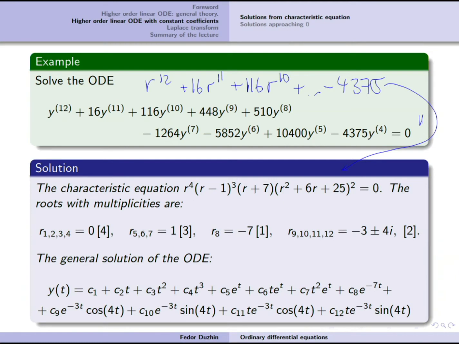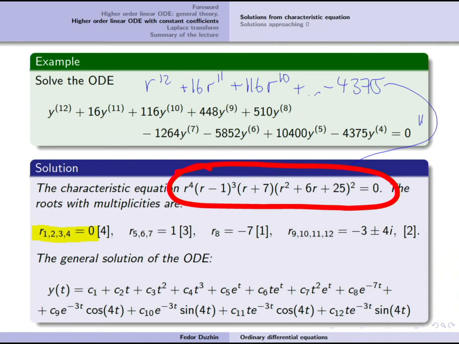So now let us look at this. What does this mean? It means that r to the 4, so 0 is a root of multiplicity 4. Then r minus 1 cubed means that 1 is a root of multiplicity 3, and so on, right? So let us look at them again. We have 0 as a root of multiplicity 4, right?